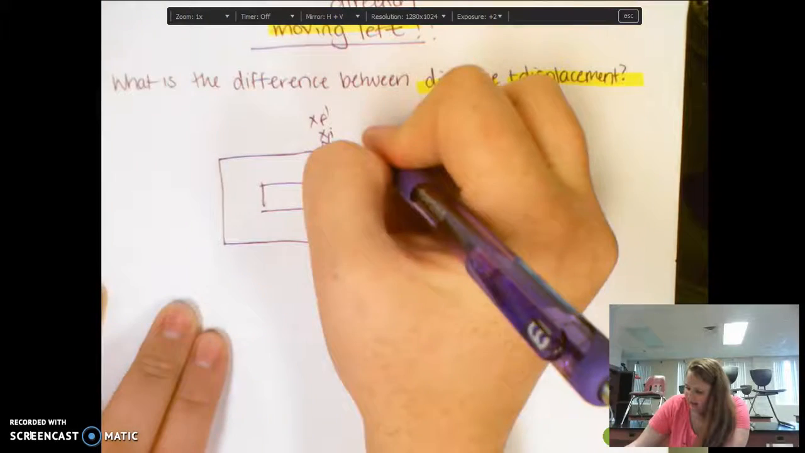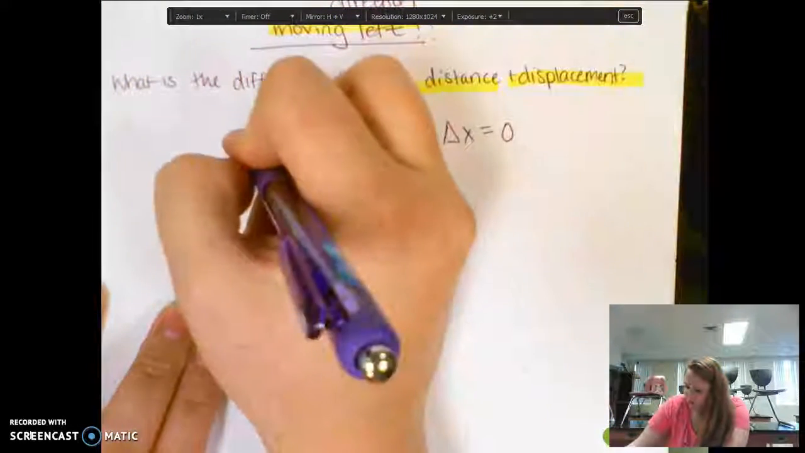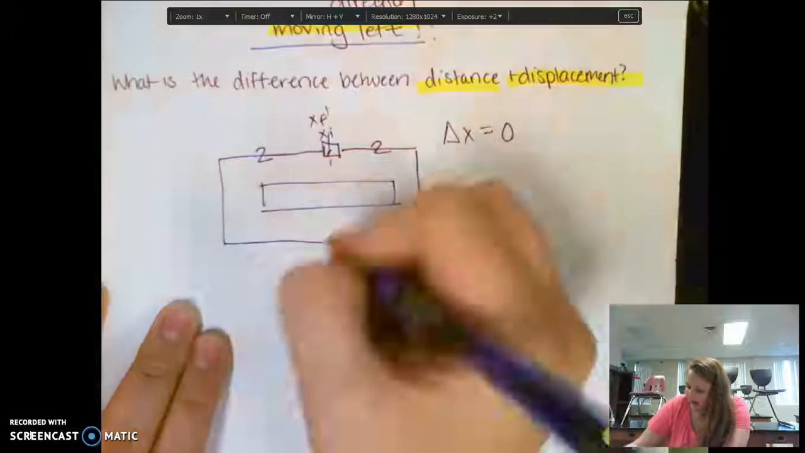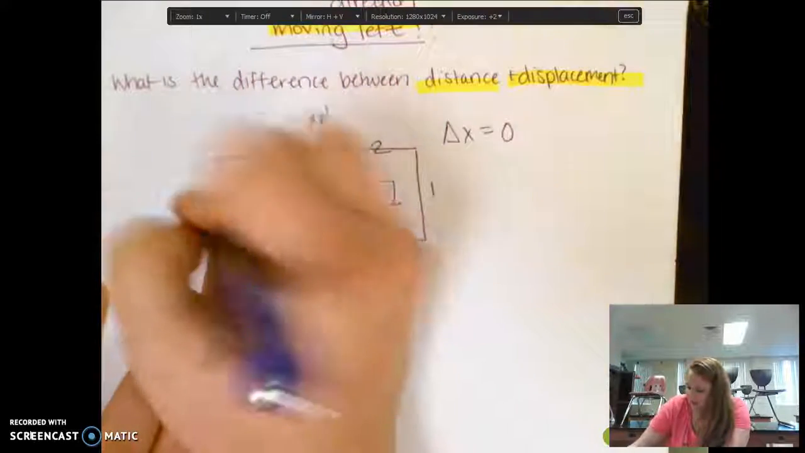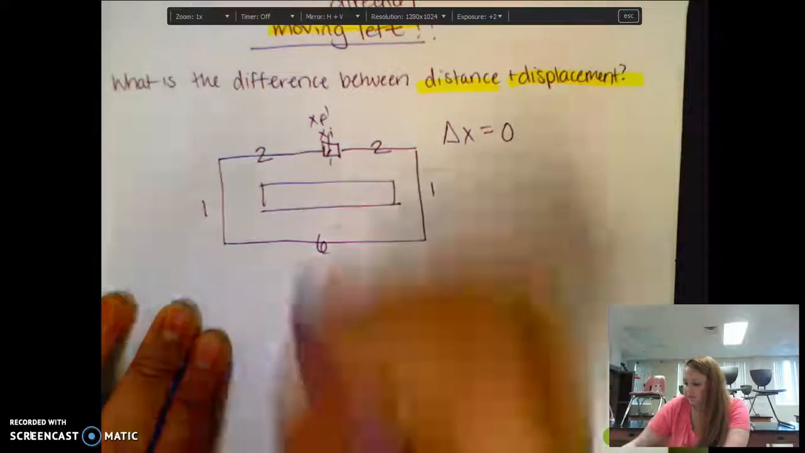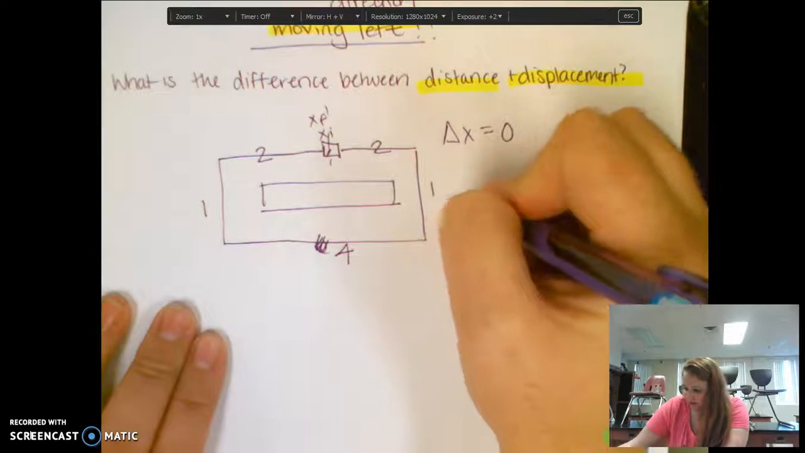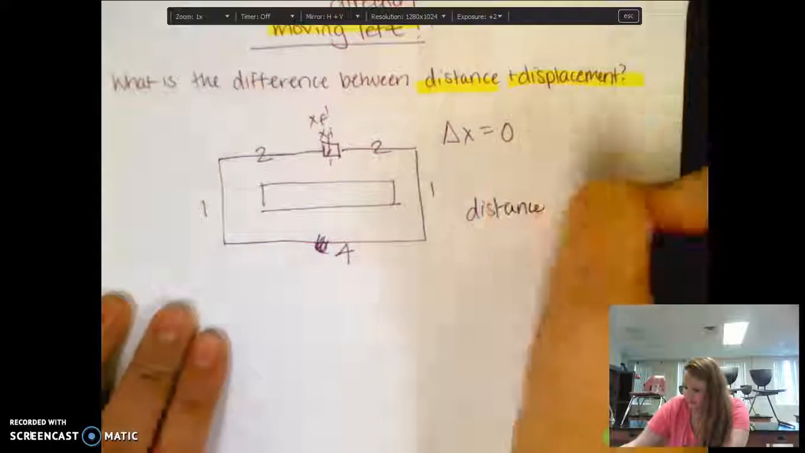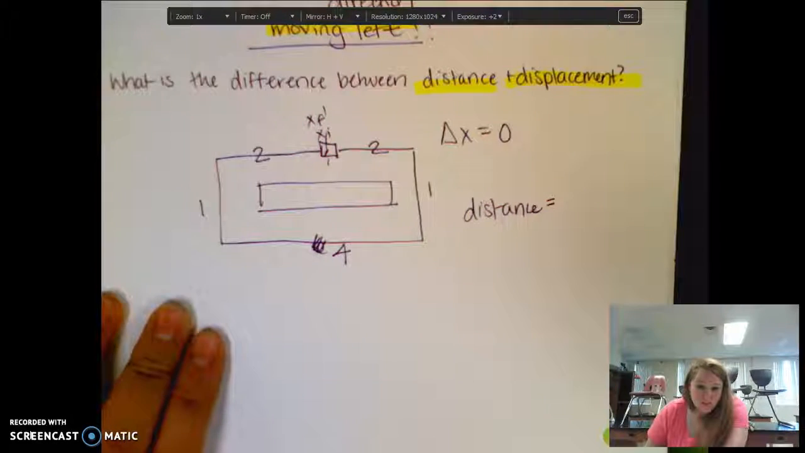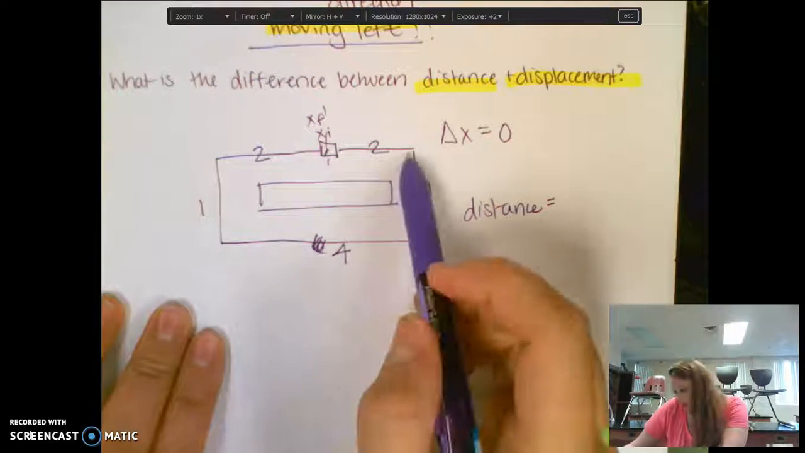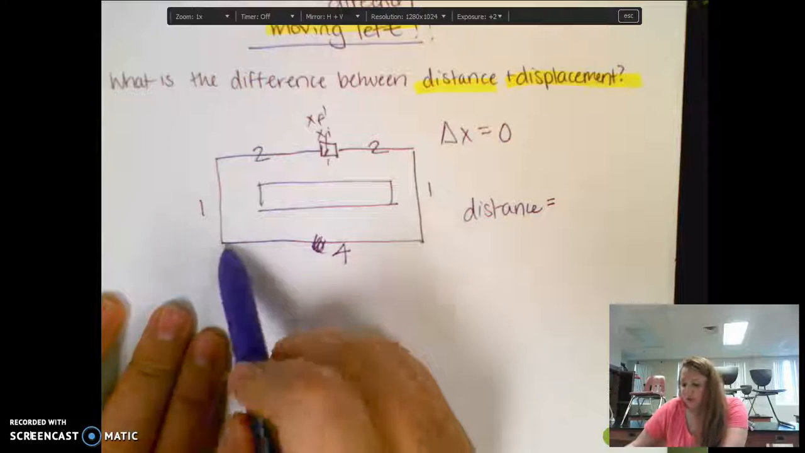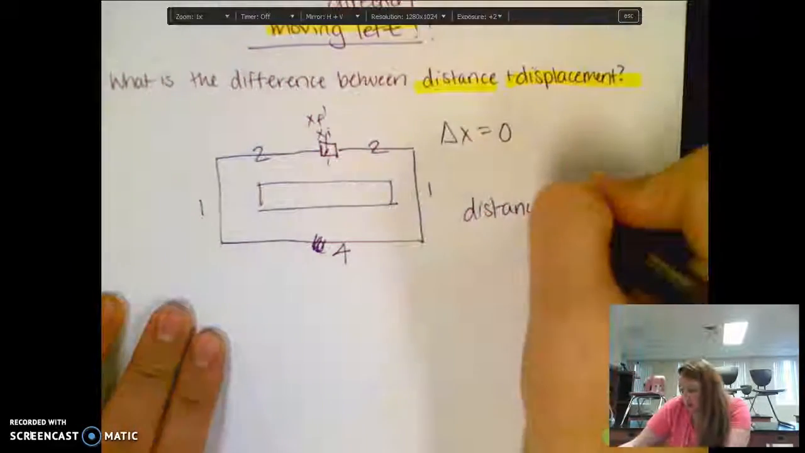However, let's say 2 here, 2 there, and 6 here, and 1 here, and 1 here. Okay, or let's make that 4. My distance that I covered, I'm just going to label distance because we're actually not going to use distance very much in this class. None of your equations will deal with distance. They always deal with displacement. But to understand the difference, the distance would be, I went 2 meters, then I went 1 meter, so I'm at 3, then I went 4, so I'm at 7, then I went 3 more, so I'm at 10.